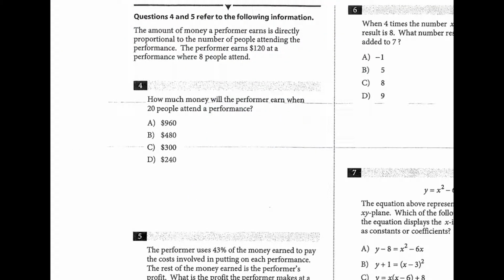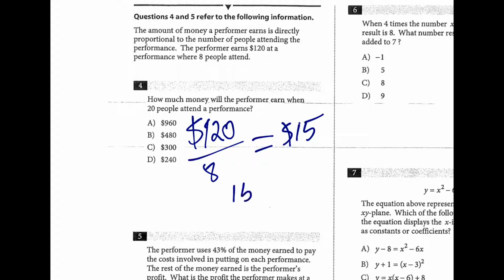Number 4, you could consider as a ratio or proportion problem if you like, or you could simply say if there's $120 for a performance with eight people in attendance, that is $15 per person. So I take 15 and I multiply that by the new value of 20 people, and I get 300.